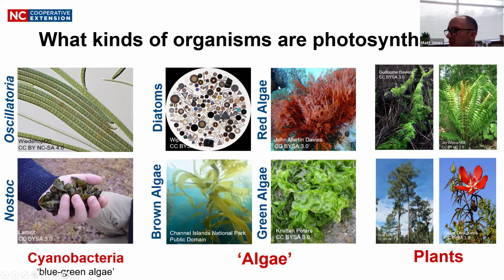And then other things like so-called red algae, they also have a slightly different photosynthetic system. And the green algae are the group that are most similar to true plants.